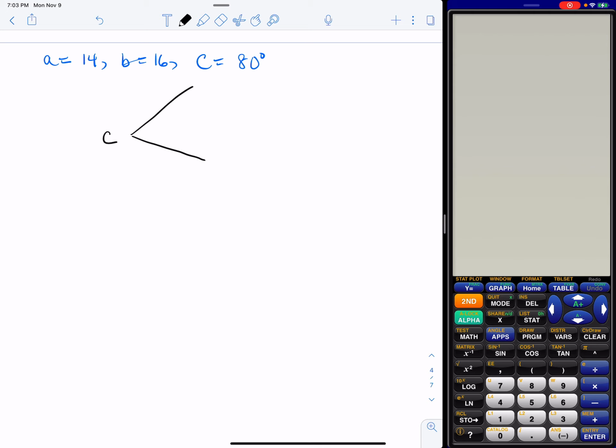Confused with the alphabet soup already? Yeah, me too. So this would mean A is 14, and this means B is a little bit longer, 16, so that's B. So we have this other side C, and these angles A and B. And this is what's called the SAS case, meaning side angle side.